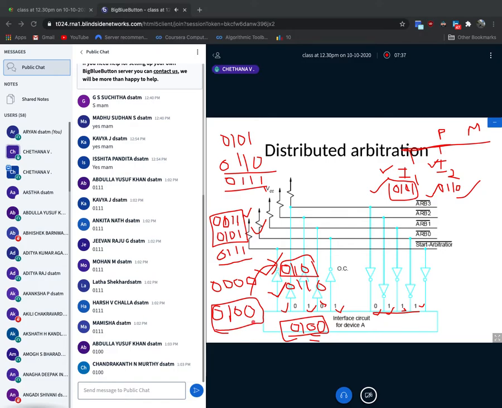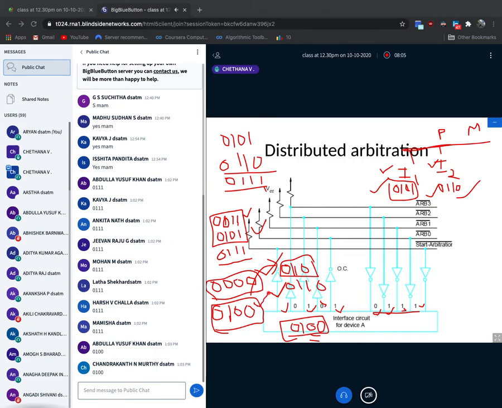I got 0, 1, 0, 0. So out of these two, 0, 0, 0, 0 is one answer, and 0, 1, 0, 0 is the other answer. By default, you can make out, and if you compare, this will win. Who is having the highest vote? Only 0 votes here, and here there are 4 votes.